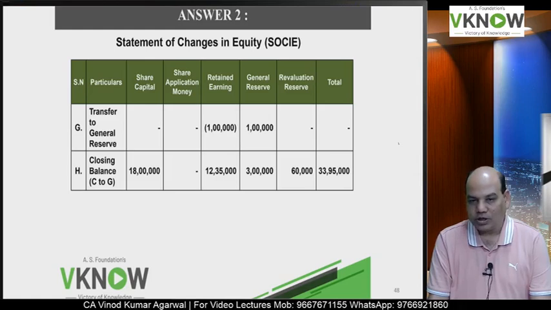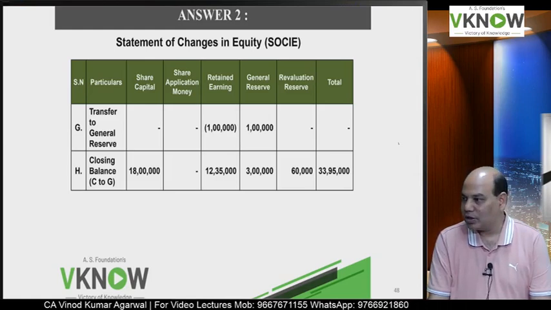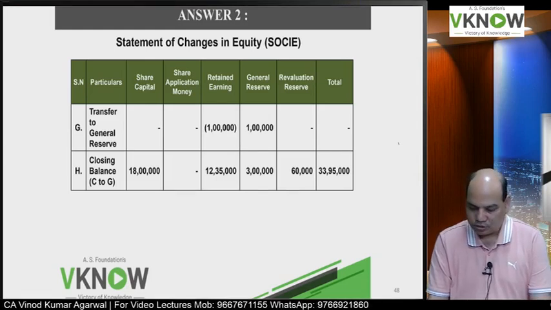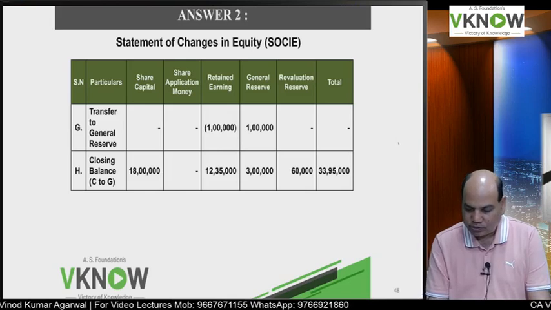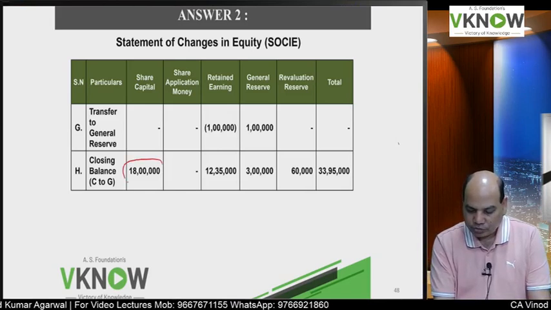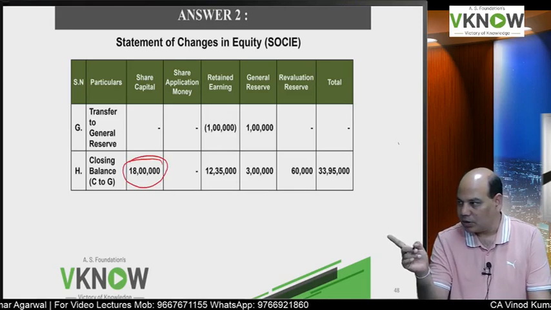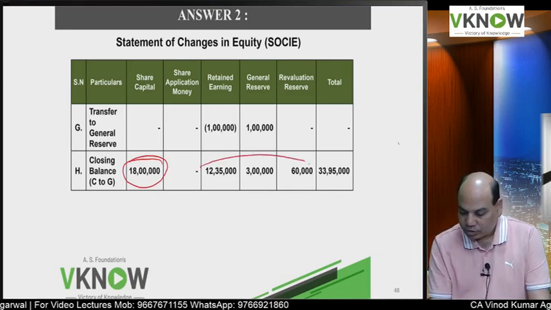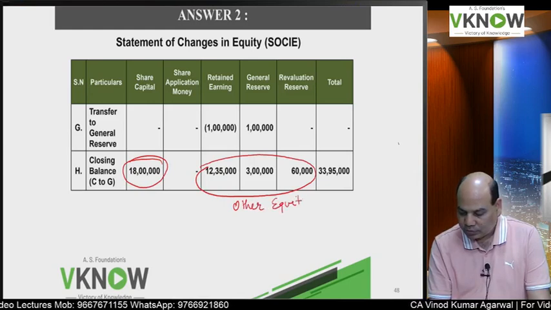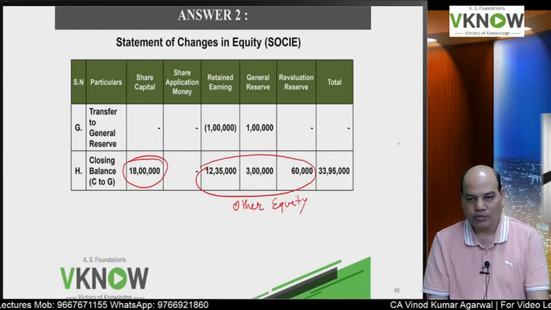You have to ensure vertical and horizontal total both match. Vertical and horizontal total. Very good. It is matching. Just before going to the balance sheet, this you will present as share capital in the balance sheet, and the total of these three items you will present as other equity. Okay.